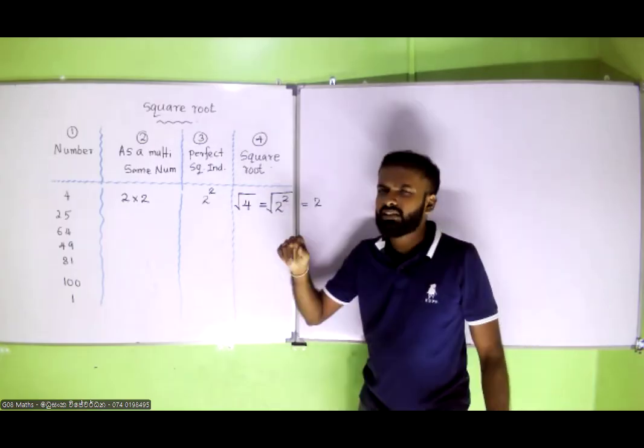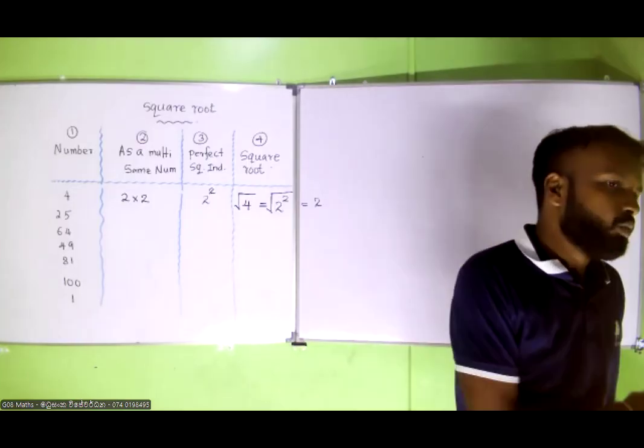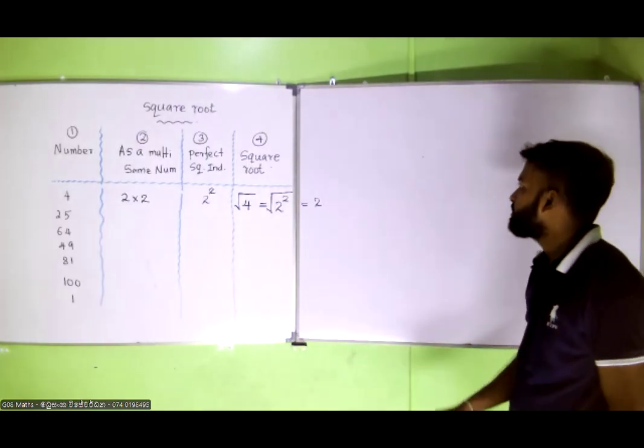Consider square root is a knife. You are going to cut your power 2 by using a knife. What?